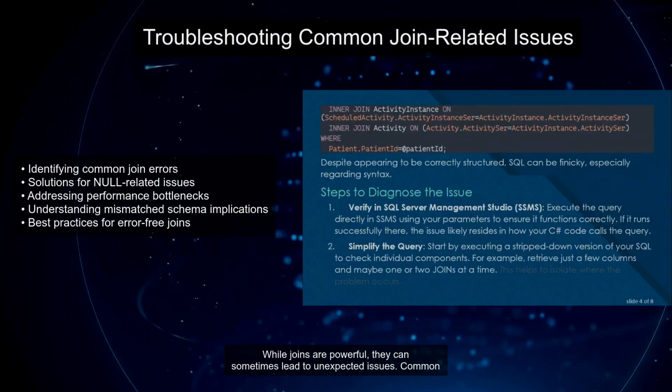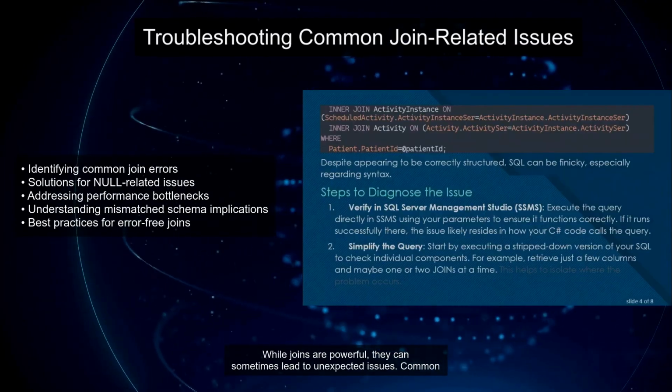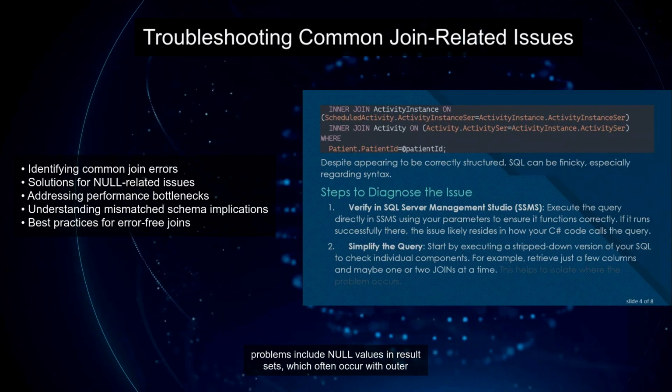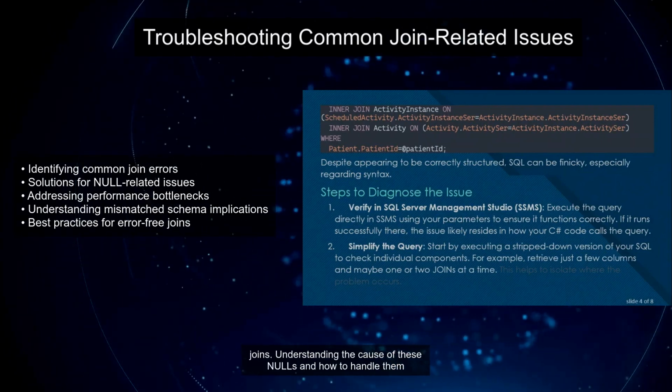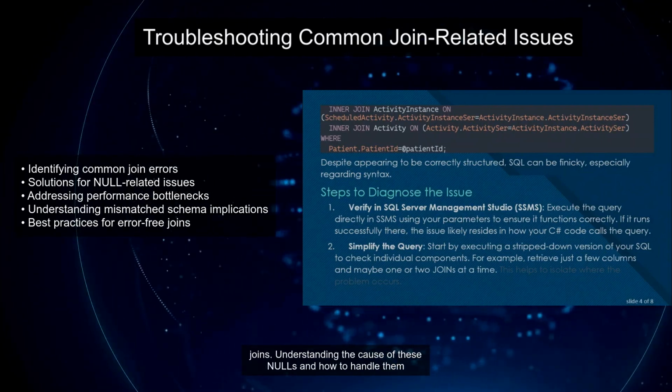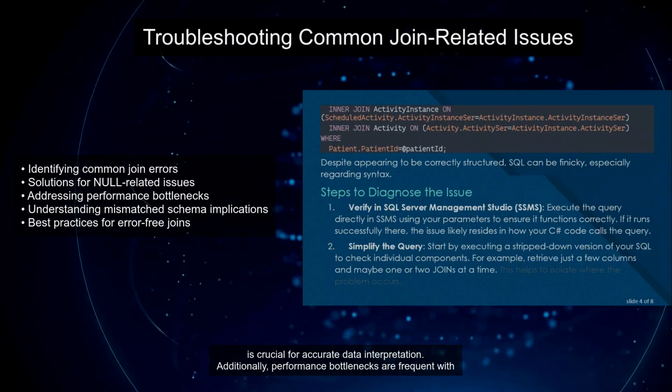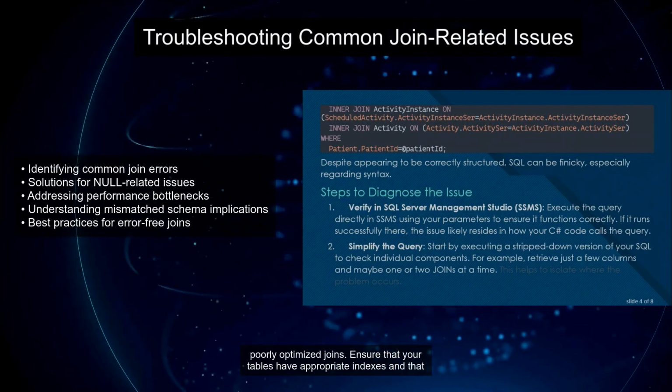While joins are powerful, they can sometimes lead to unexpected issues. Common problems include null values in result sets, which often occur with outer joins. Understanding the cause of these nulls and how to handle them is crucial for accurate data interpretation. Additionally, performance bottlenecks are frequent with poorly optimized joins.